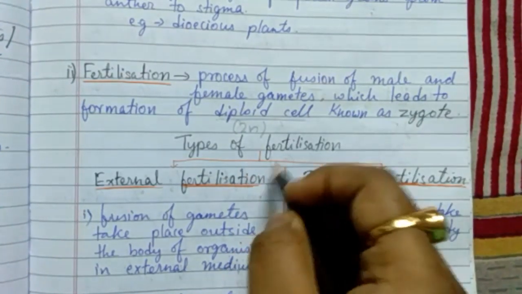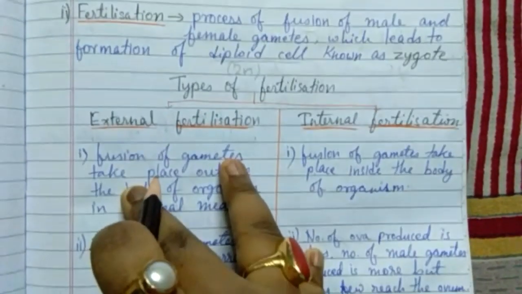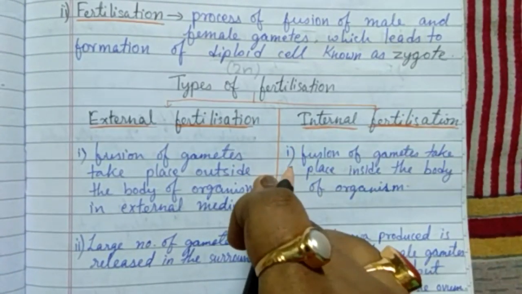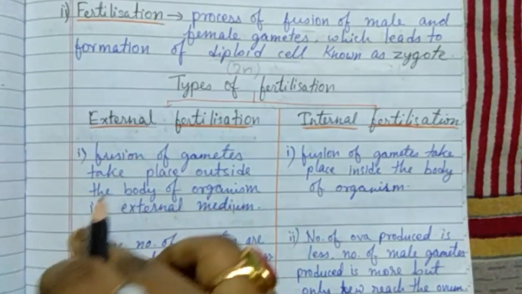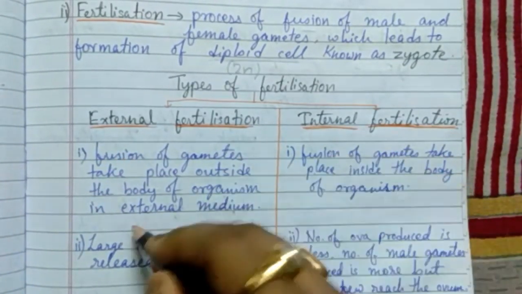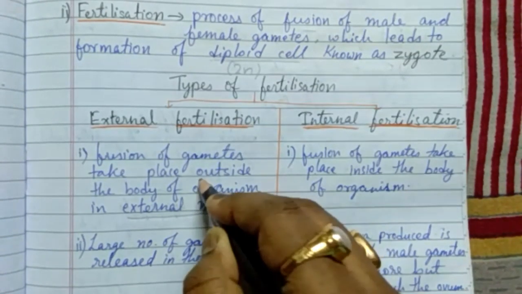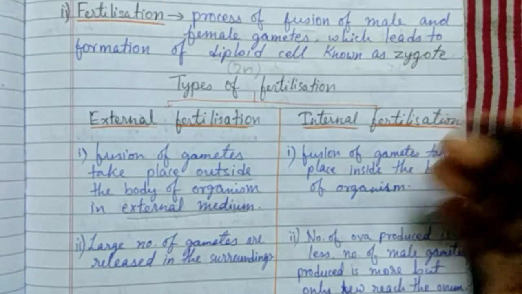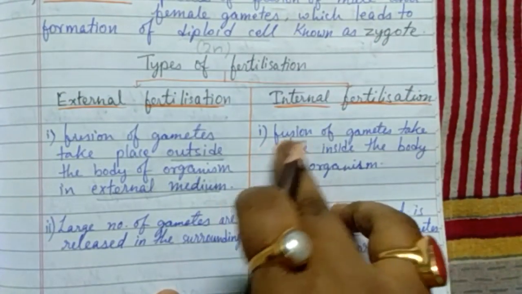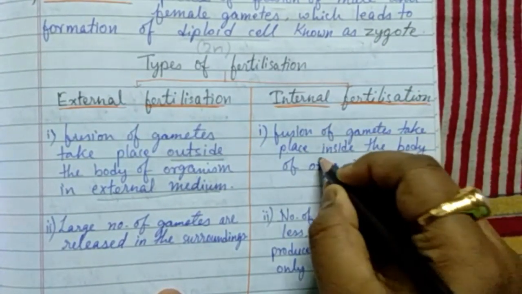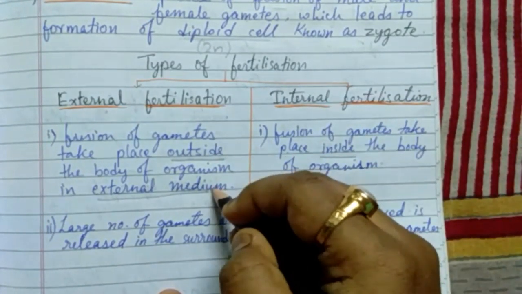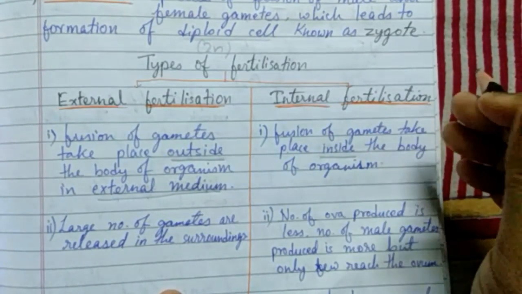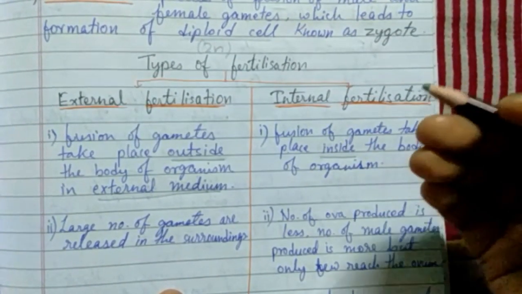Now there are two types of fertilizations. The first being external fertilization and the second being internal fertilization. Now as the name suggests, external fertilization takes place in an external medium outside the body of the organism. Means it is not within the body of the organism but somewhere outside. And in internal fertilization, fusion of gametes takes place inside the body of the organism. So in external fertilization there is some external medium, whereas in internal fertilization, there is no external medium. Whatever happens, happens inside the body of the organism.